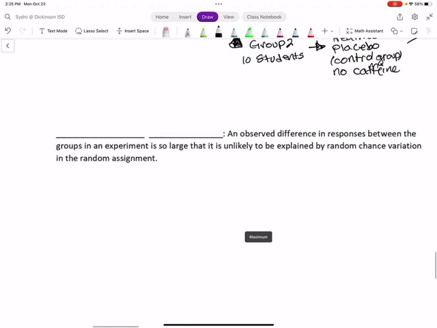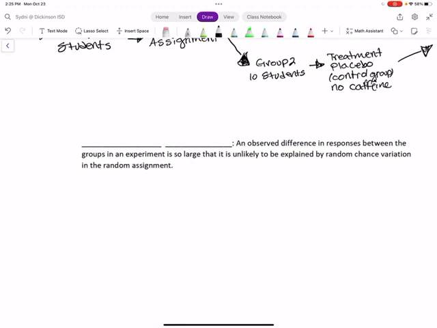Now, there is one more word that we're going to talk about, and it's kind of a tongue twister. Try to say it 3 times fast if you can. It is statistically significant. Statistically significant is an observed difference between the responses between the groups in an experiment that is so large that it is unlikely explained by random chance variation in the assignment.